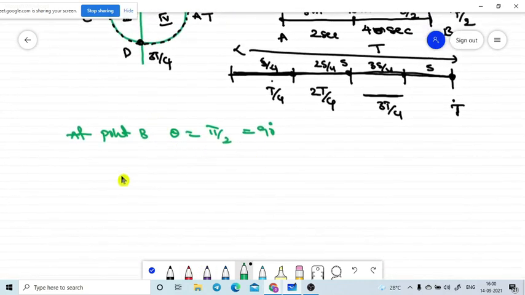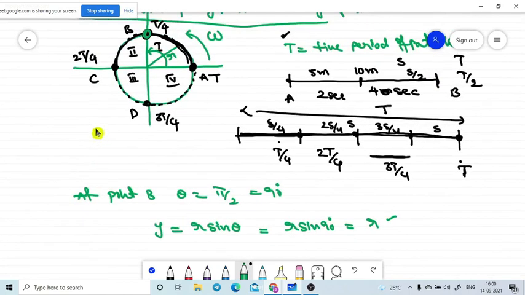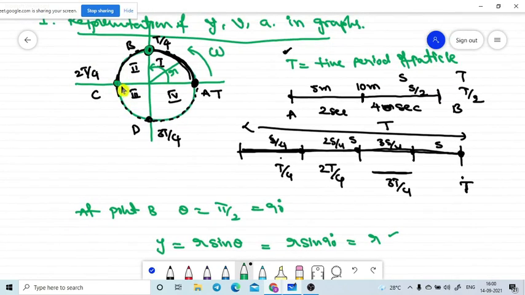Now let me write the displacement formula. The general formula is y is equal to r sin theta. Substituting, r sin 90 degrees is equal to r only. This is the displacement of the particle, r. Now if the particle is moving at point C, what is the phase of the particle?